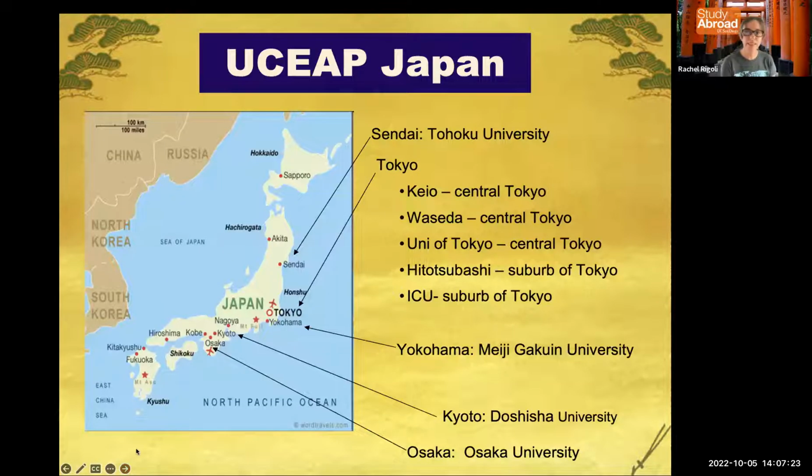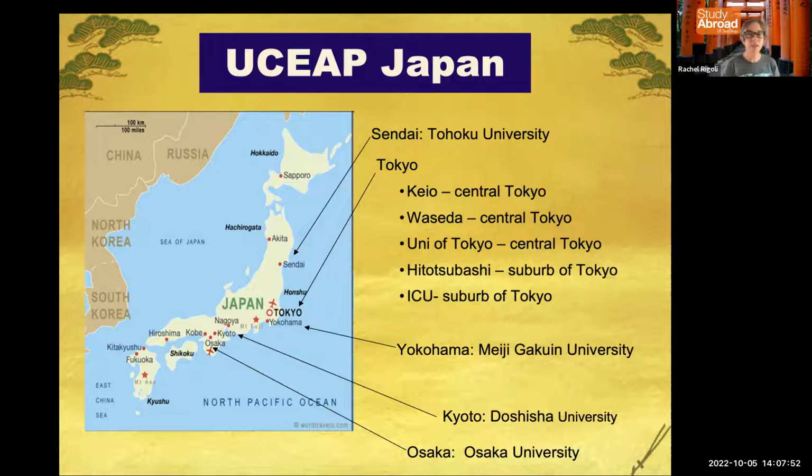So here is a list of the UC Education Abroad partner institutions in Japan. And just to explain UCAP for those of you who are just getting started on your study abroad journey, UCAP stands for the University of California Education Abroad Program. UCAP is the official UC exchange program. So it's like you've never left UC San Diego.